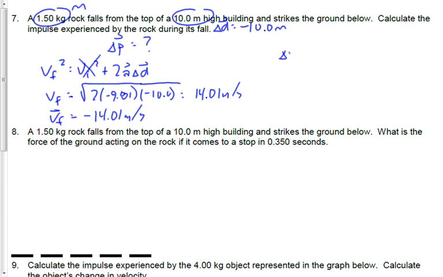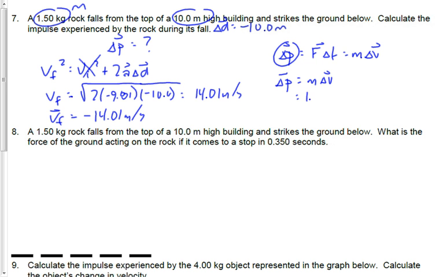Okay, now the impulse experienced as it falls is equal to F times delta T. It's also equal to M times delta V. Looking for impulse, what other part of the equation do you want to use, F delta T or M delta V? I got mass. I got Vf and Vi, right? So let's use M delta V.